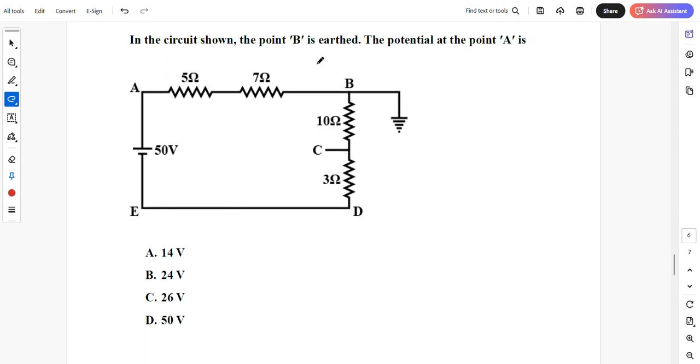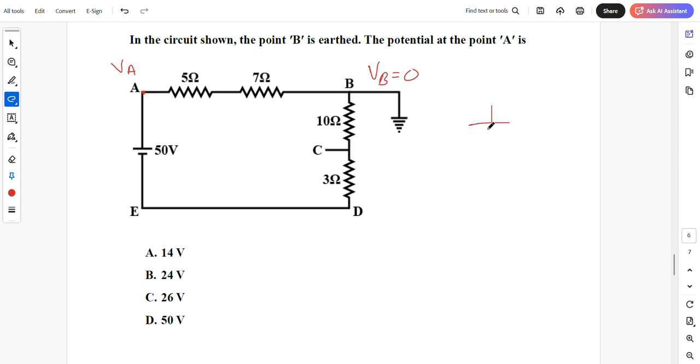In the circuit shown, the point B is earthed. Earthed ಅಂದ್ರೆ ಏನಪ್ಪ? VB is equal to 0 ಅಂತ. Okay, the potential at point A, you have to calculate the potential at point A. VA calculate ಮಾಡಬೇಕಪ್ಪ. Okay, how to calculate VA? Okay, if you know the current here, you can easily calculate. How to calculate the current?